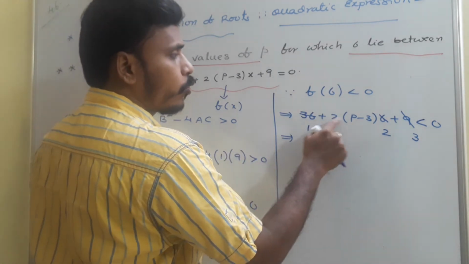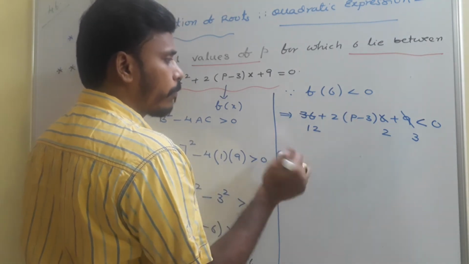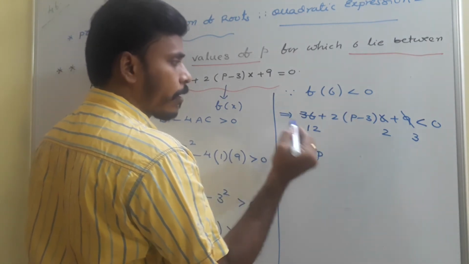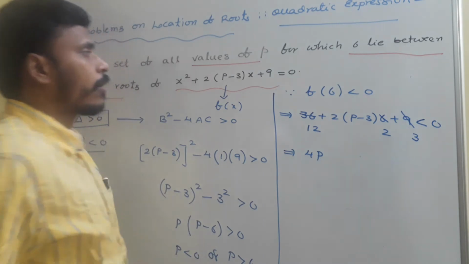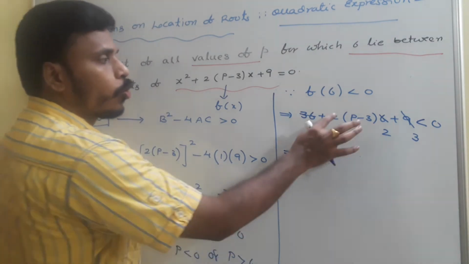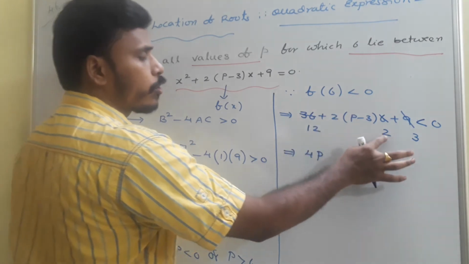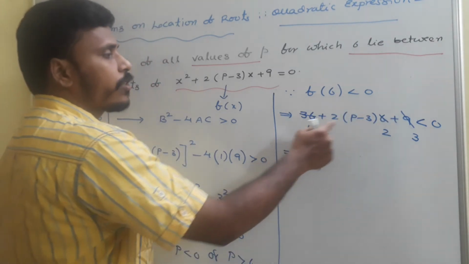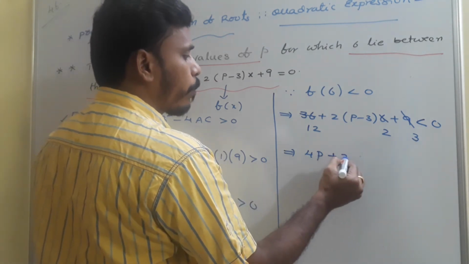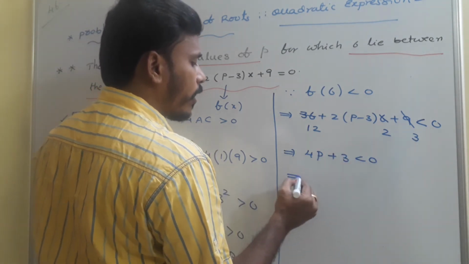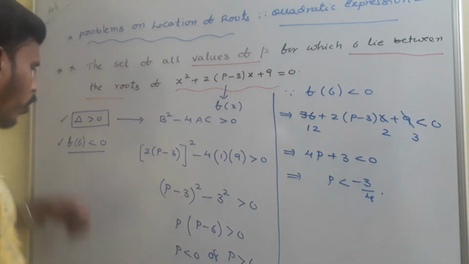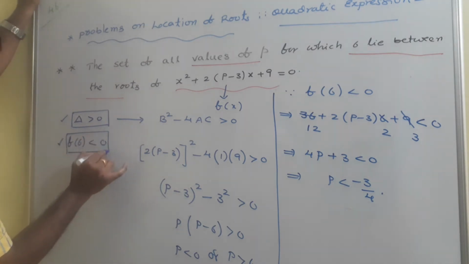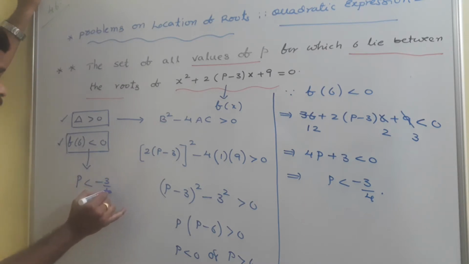And the next step, 2 into p is 2p, then 2 into 6 is 12, then 3. 12 plus 3 is 15. And then 2 minus 3, 2 2s is 4 into minus 3 is minus 12. This 12 and that 12 get cancelled. So at the end 4p plus 3 is less than 0. From there it is very clear that p is less than minus 3 by 4. So whenever f of 6 less than 0, then the restriction on the variable p is that p is less than minus 3 by 4.